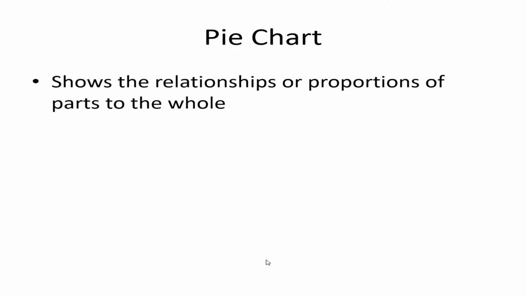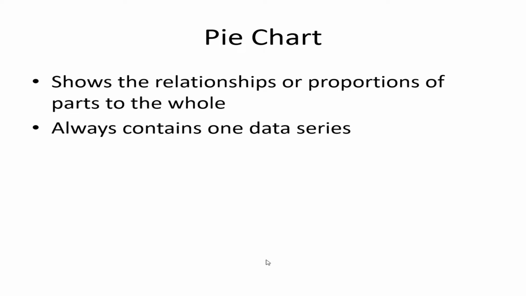This is the definition of pie chart. It shows a relationship or proportions of parts to the whole, and it always contains one data series. This is one of the things that is only related to pie chart. Even if I have several data series, a pie chart can only plot the first data series.